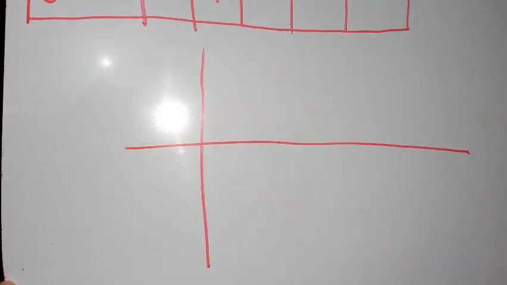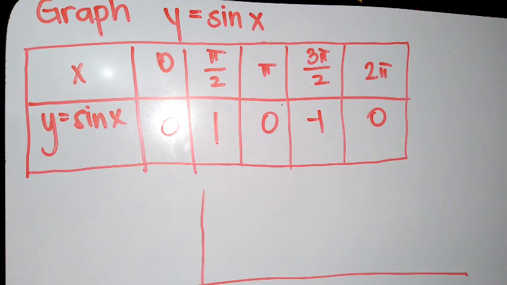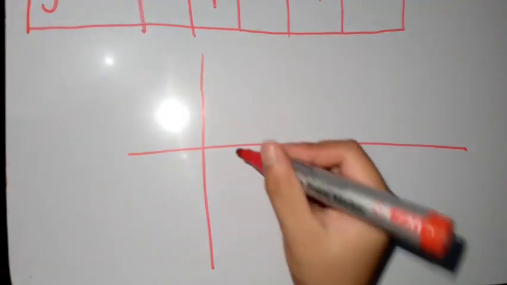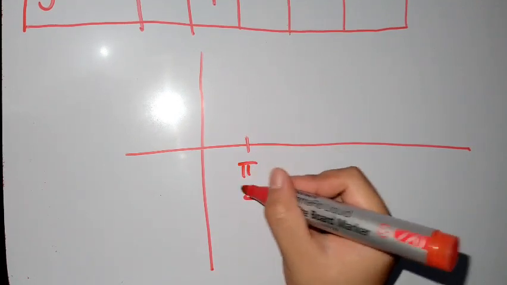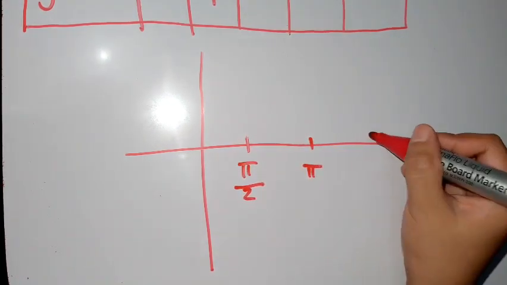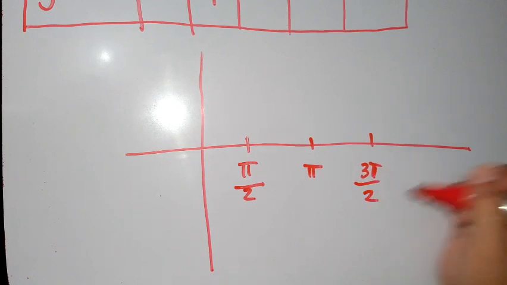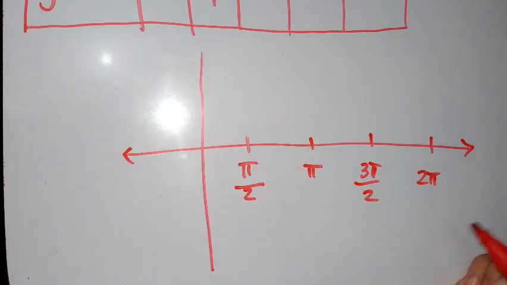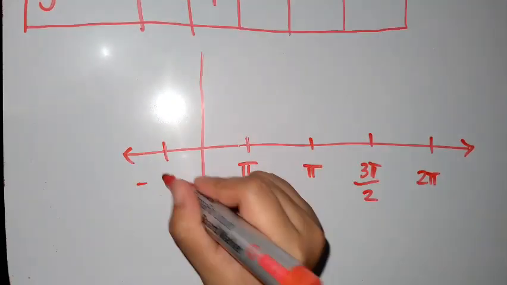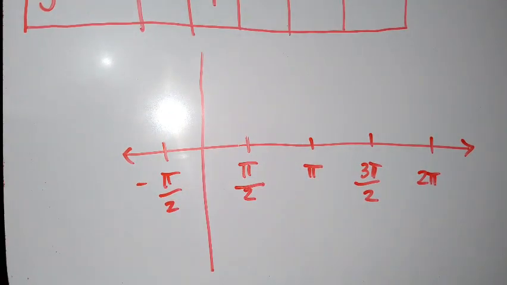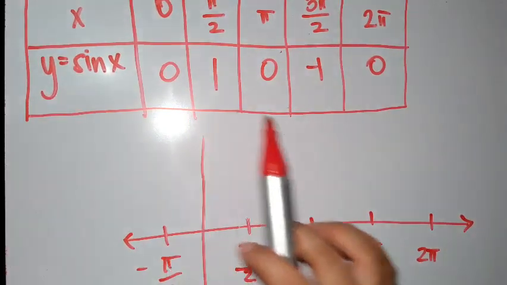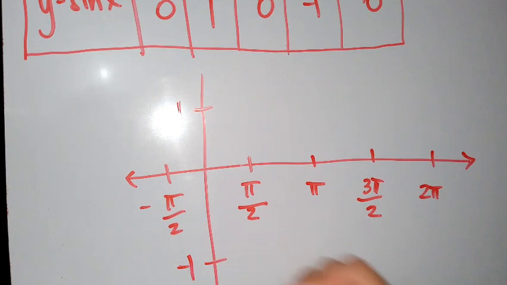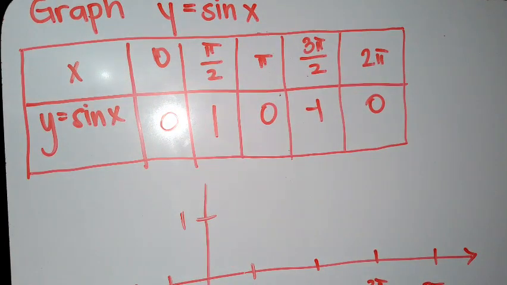For the x-axis, we're going to use the values of x here, which are 0, pi over 2, pi, 3 pi over 2, and 2 pi. So here's 0, the midpoint. Next, we have pi over 2. Next, we have pi. And then next, we have 3 pi over 2. And next is 2 pi. So this is now our x value. We can also put negative pi over 2. For the y value, since 1 is the greatest number here, we need to put 1 and negative 1.